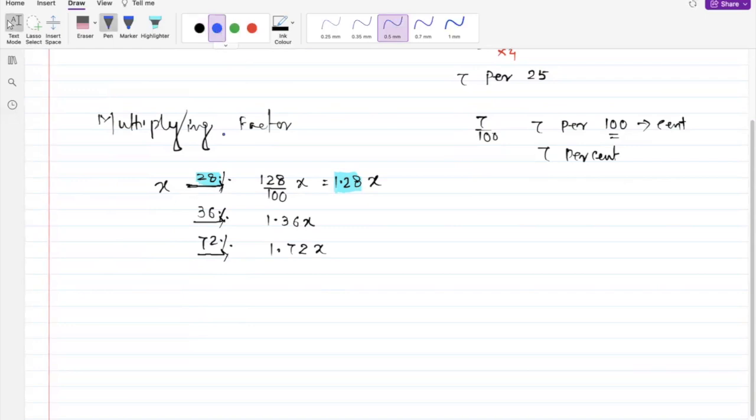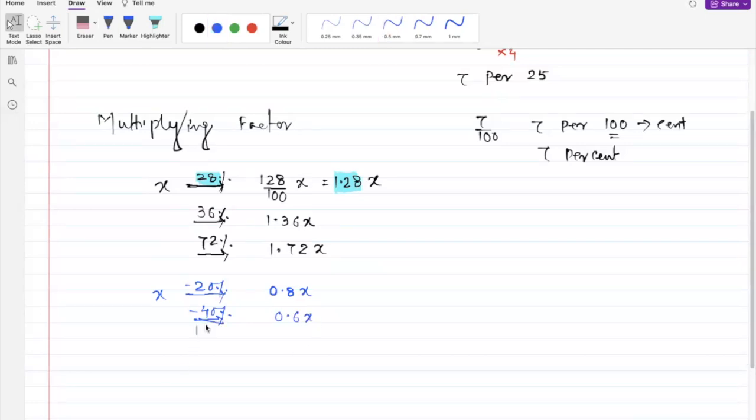Now, suppose x reduced by 20%. So if it is a reduction, instead of adding, I'll subtract. It will be 80%, which will be 0.8x. If it is reduced by 40%, it will be 0.6x.